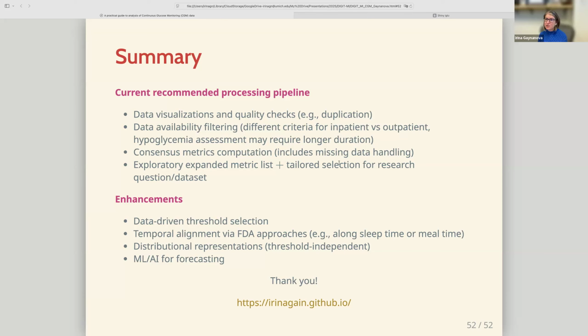And I think where the field is moving, or enhancements, is trying to move away from fixed thresholds. So we had sort of two approaches. If you like the interpretability of threshold, maybe just adjusting the threshold choice for your data set, but trying to look at the whole distribution. Also looking at the temporal alignment, either along sleep time or meal time. And then, of course, a lot of AI and machine learning in the context of glucose forecasting.